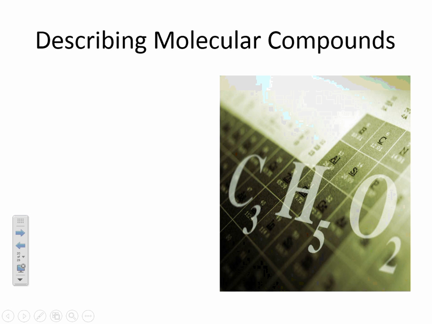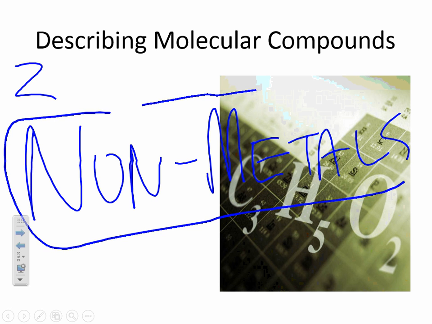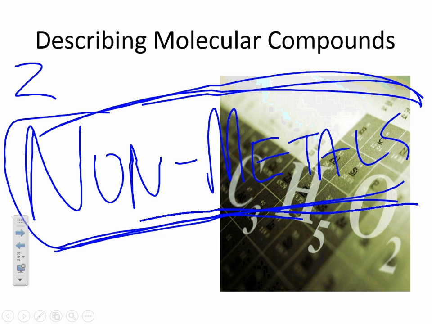I cannot say this enough, you only use these rules that we're going to talk about today when you have two nonmetals. I cannot reiterate that enough. Two nonmetals. You only use these rules when we have two nonmetals. Got it? If you have a metal, you have to use the rules that we talked about yesterday. Fair enough. That's what you have to do.